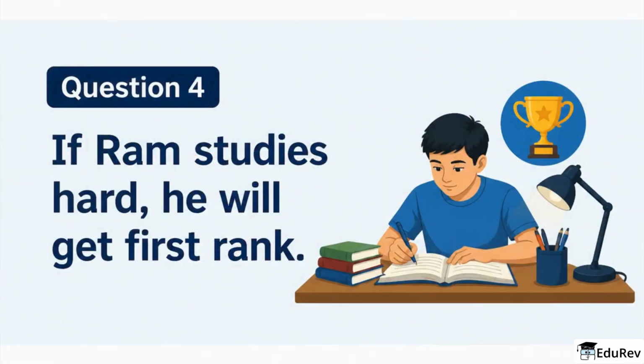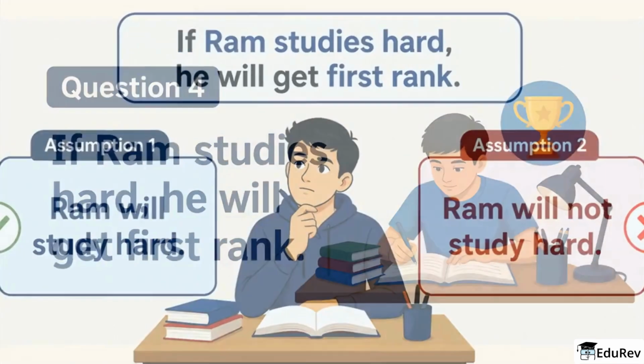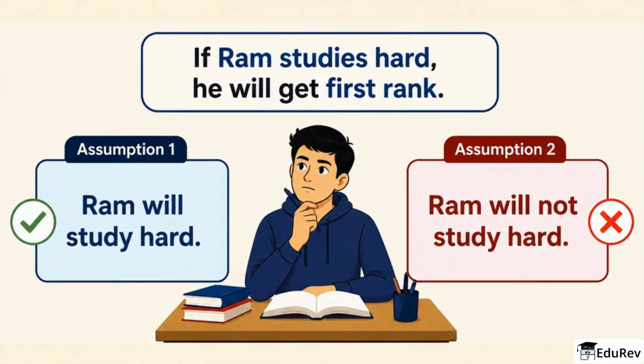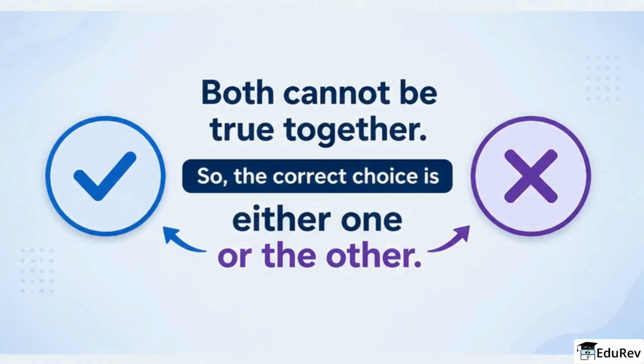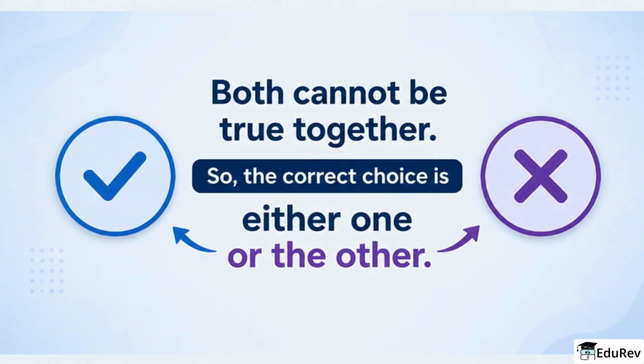Question number 4. The statement says, if Ram studies hard, he will get first rank. Assumption 1 says, Ram will study hard, and assumption 2 says, he will not study hard. Both cannot be true together. So the correct choice is either one or the other.